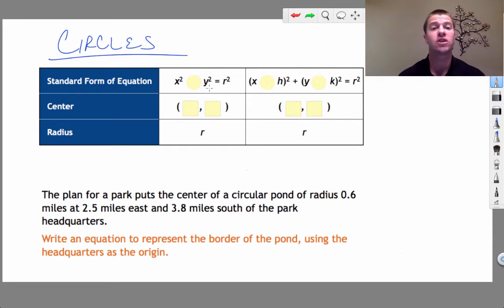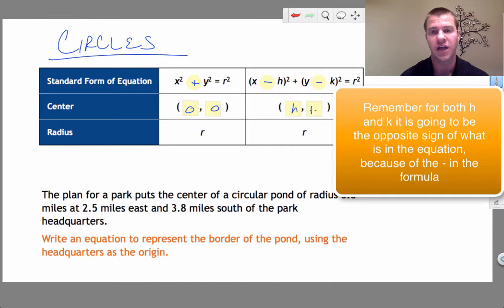So we're going to get into circles now. And this is basically the parent function of a circle. x squared plus y squared is equal to r squared, where your center is 0, 0, and the radius is r. That center can be shifted, same way we've done it before. It's x minus h squared plus y minus k squared is equal to r squared, where your center is (h, k) and your radius is still r.